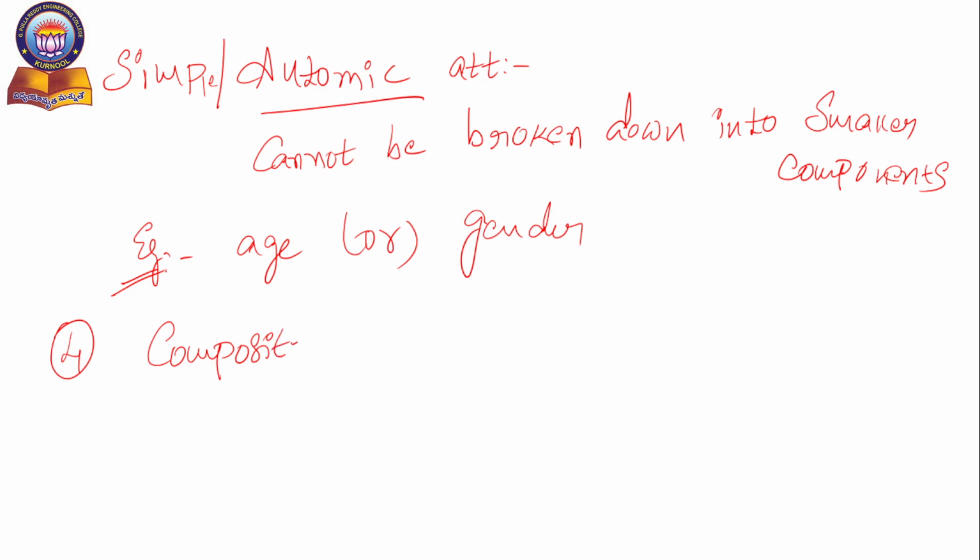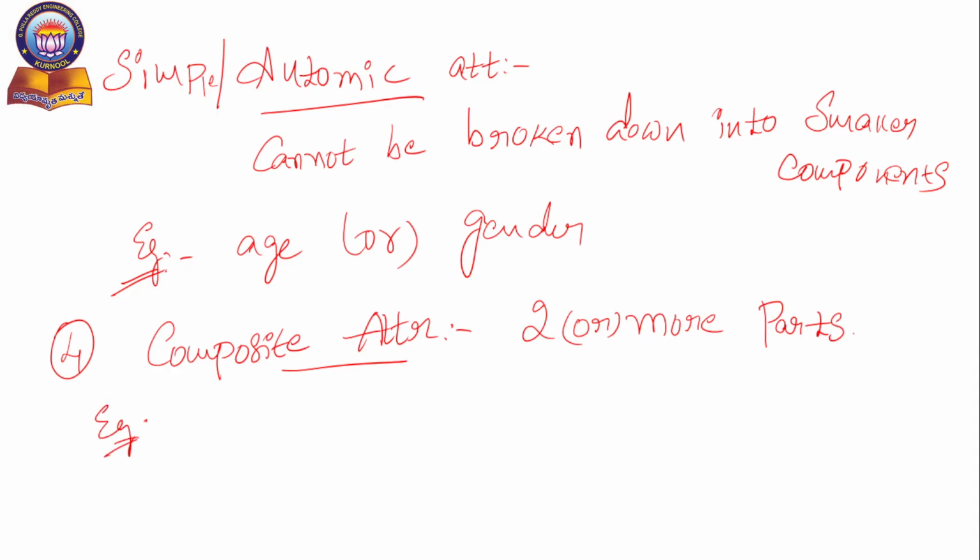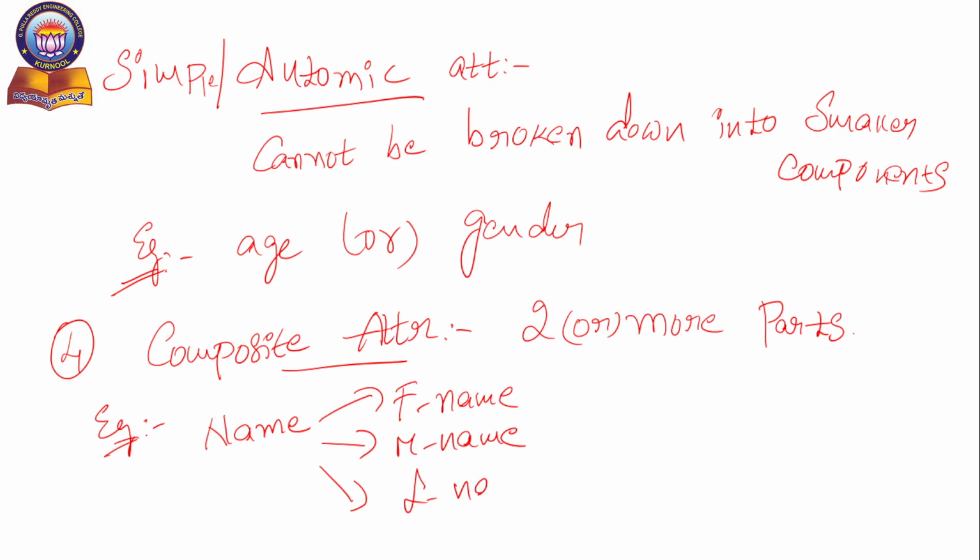Composite attribute. These are attributes that can be broken down into two or more parts. Coming to the simple attribute, this cannot be broken down into smaller components. Coming to the composite, this can be broken down into two or more parts. For example, name. In name, we will split into first name, middle name, and last name. These three are the broken parts.